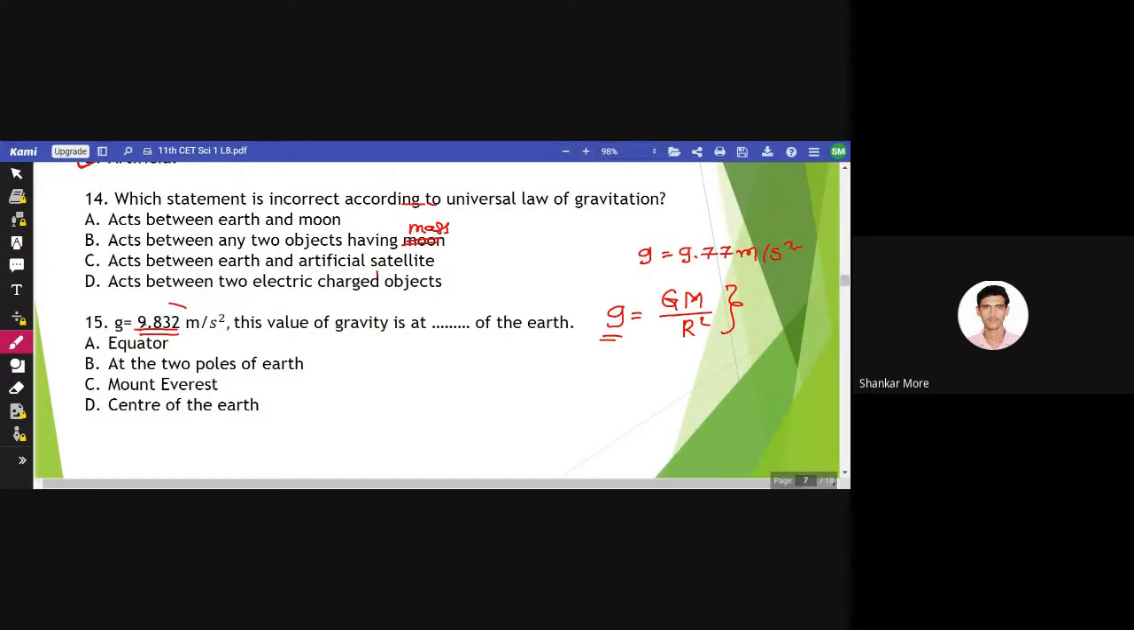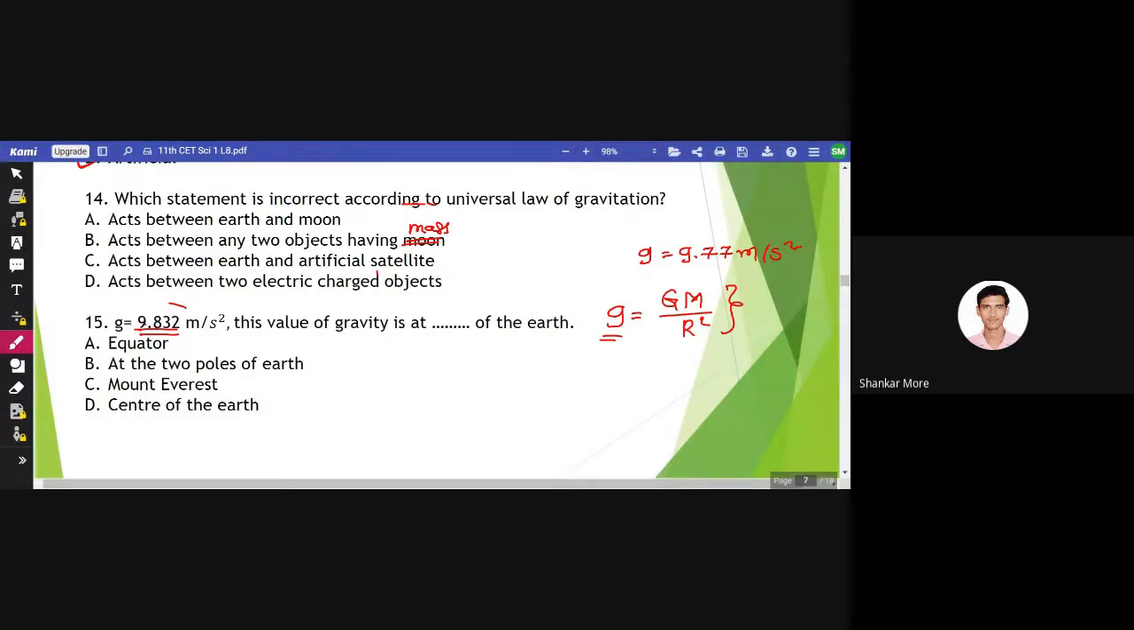M is what? M is mass of that particular object. In this case, mass of Earth. So Earth का mass हम change कर सकते हैं? How can we change? No, we cannot change. So G cannot be changed. M cannot be changed. Now sir, can we change R? हम R change कर सकते हैं? नहीं, हम R भी change नहीं कर सकते.